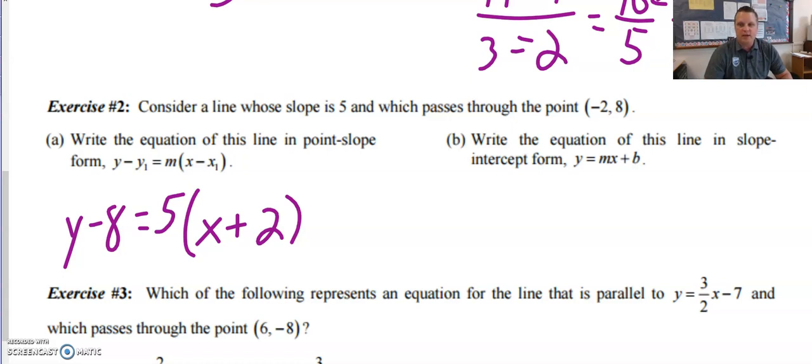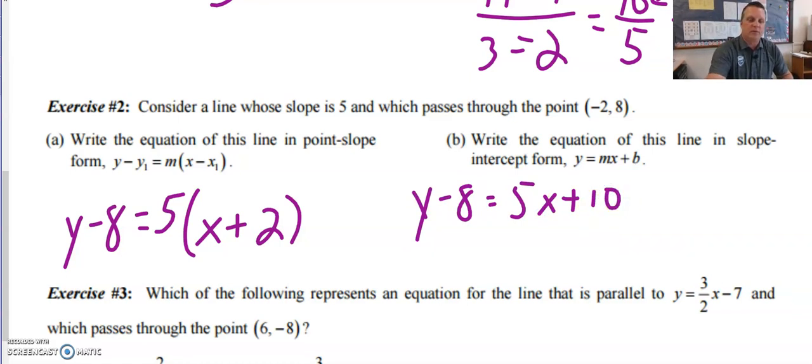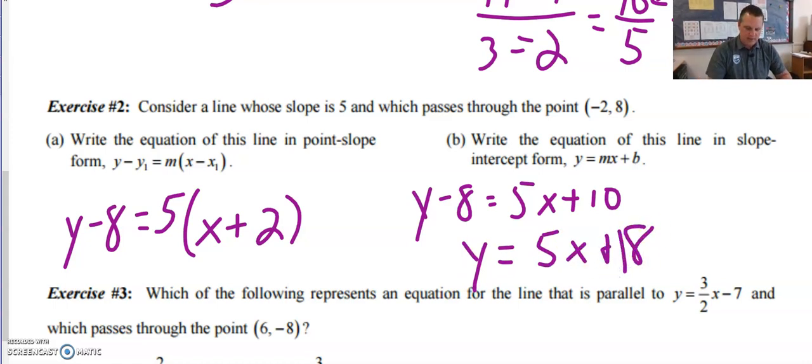Now write the equation of this line in slope-intercept form. So y minus 8 equals 5x plus 10. You distribute the 5 through. And then you have y equals 5x plus 18, because you add 8 to both sides.